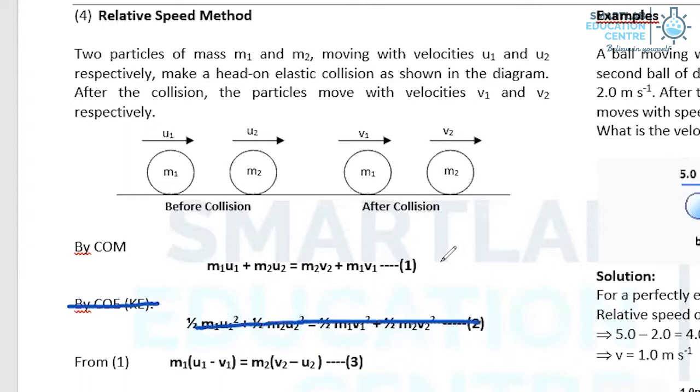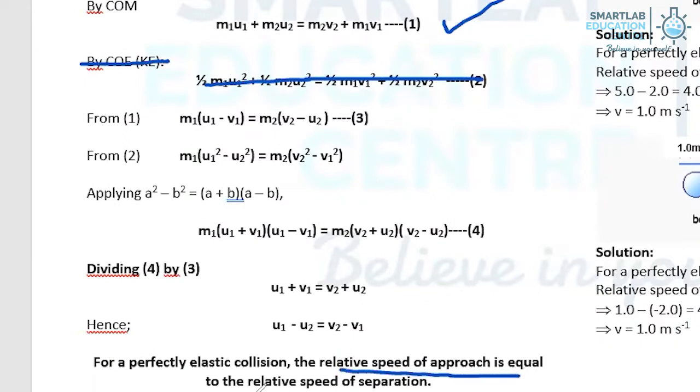Alternatively, for elastic collision, we could solve for V1 and V2 without using conservation of energy. We could just use the conservation of momentum and the relative speed method, which is that the relative speed of approach is equal to the relative speed of separation, which is what you see in this equation here. Let us now mathematically show you how we arrive at this.